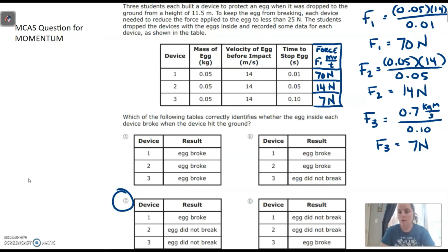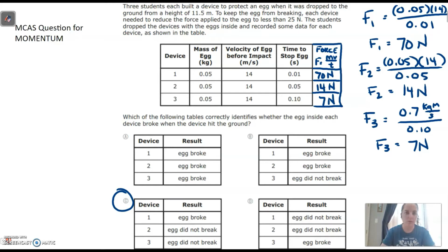So what you want to do is work this out by saying the change in momentum is equal to your impulse. By doing that, you multiply your mass times velocity and divide that by the time in order to get the force, or the impact. If you do that, you can see here on the side, force 1 is going to be 70 newtons, force 2 is going to be 14 newtons, and force 3 is going to be 7 newtons.